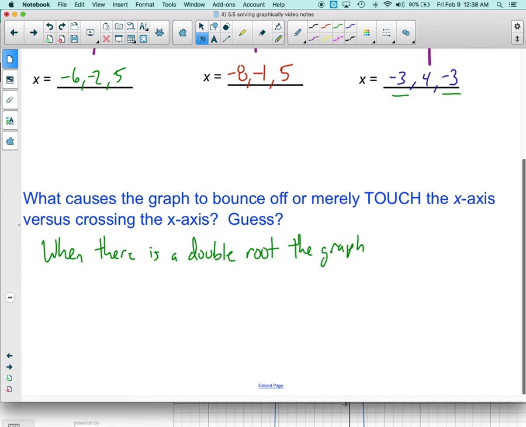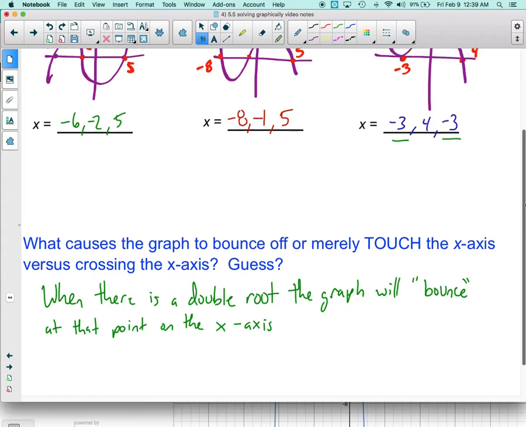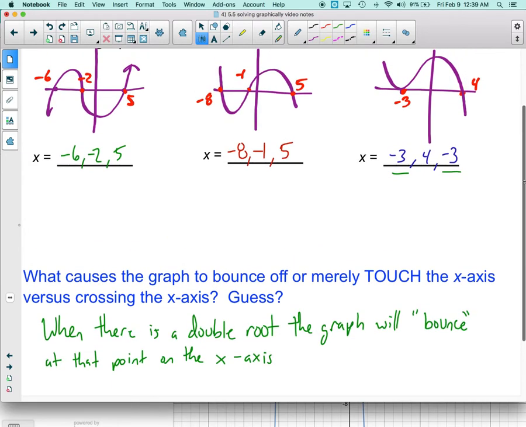And I like to use that term bounce. It's not a technical term, but I think it looks pretty spot on as far as the way it describes what we see. So that's why that happens mathematically, because of this x value showing up twice.